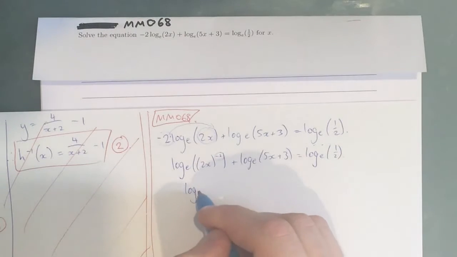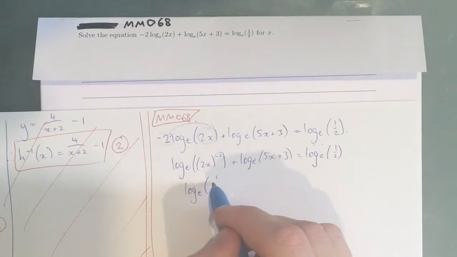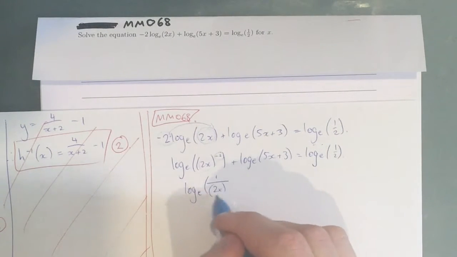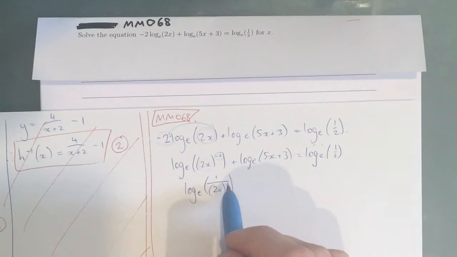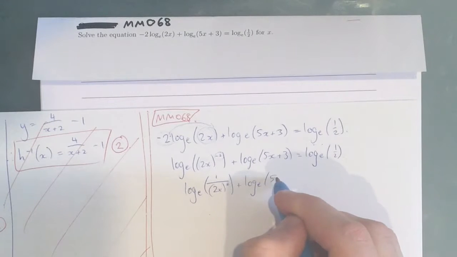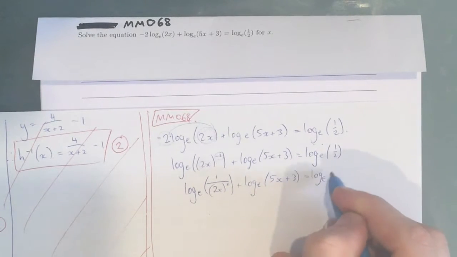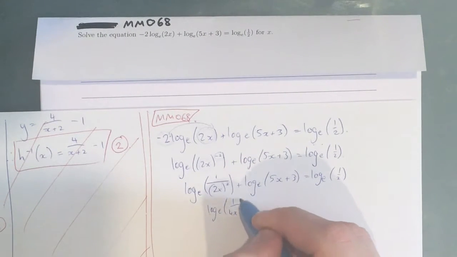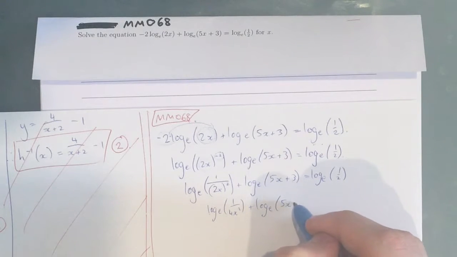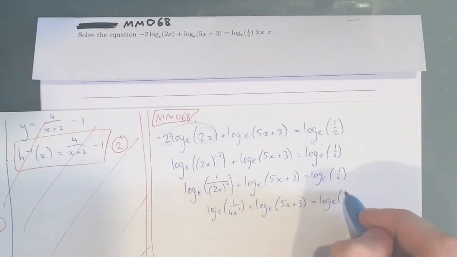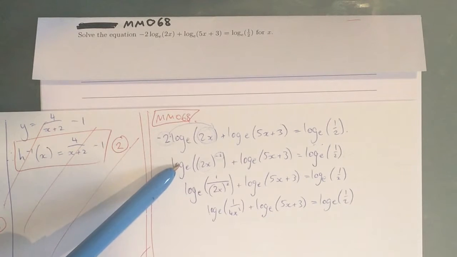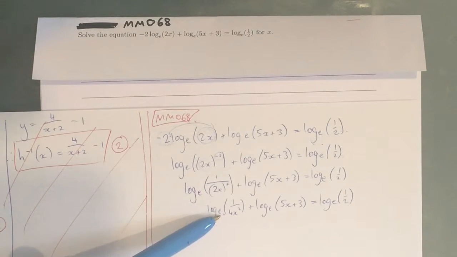A negative index means that we put 1 over this original number to the power of the positive index. So we get log e of 1 over (2x) to the power of 2 plus log e of 5x plus 3 equals log e of 1/2. Which means that we have log e of 1 over 4x squared plus log e of 5x plus 3. Now you don't need to write all of these steps. I'm simply doing this for your benefit so you can see exactly what the steps are. You could probably skip from this step to this step and then skip the next step. Oh, actually no, don't skip the next step.